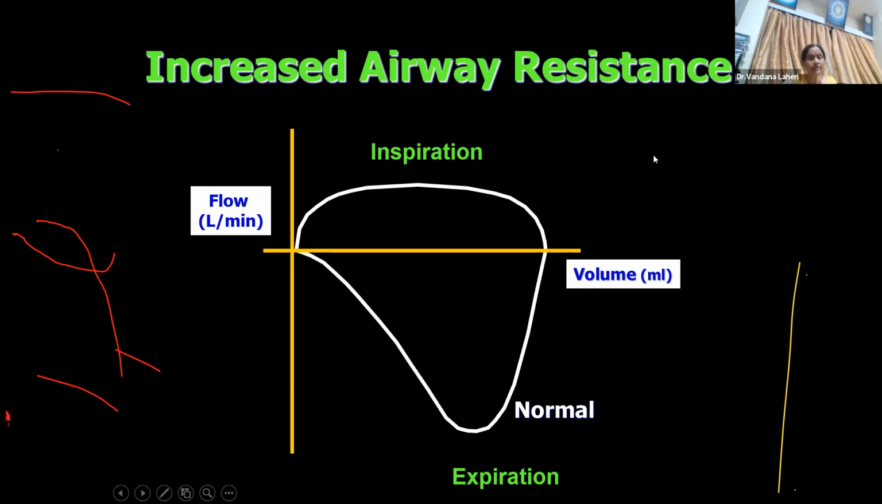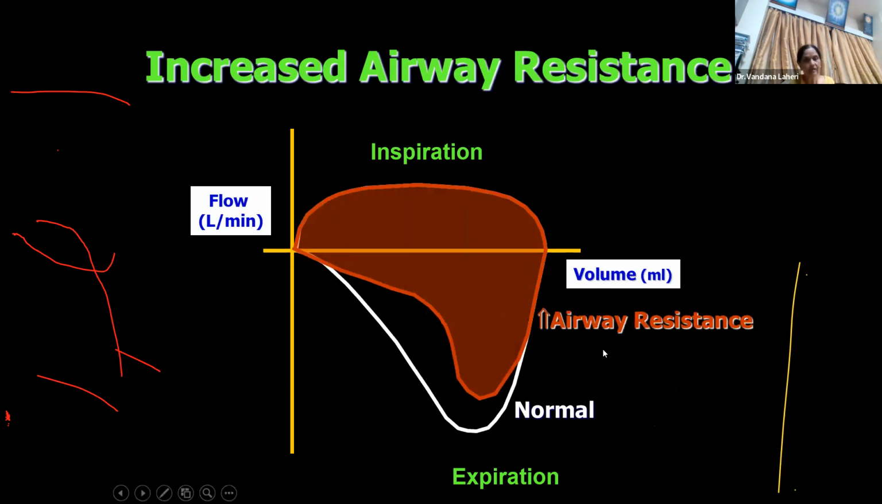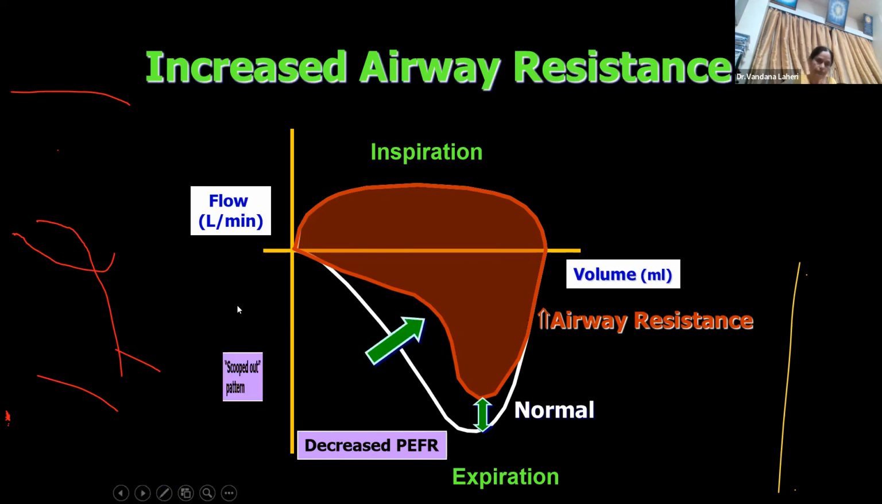What is increased airway resistance? Can you see? Expiratory flow. This is the flow volume loop. This is inspiration. This is expiration. The expiratory flow, you can see the peak has reduced and the flow also has reduced. If there is scooping, it is because the peak expiratory flow rate is reduced. This is a scooped out pattern, which you will see in obstructed airway.